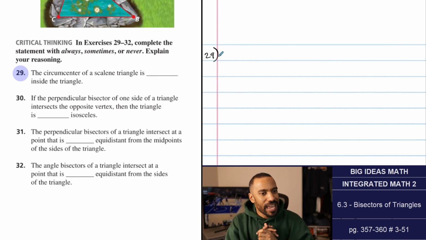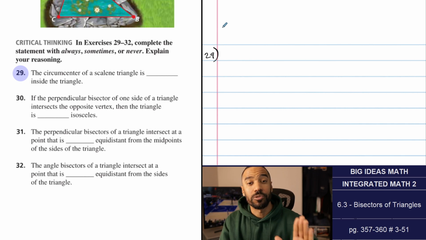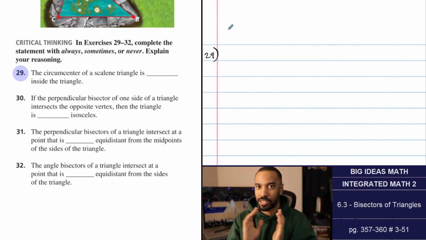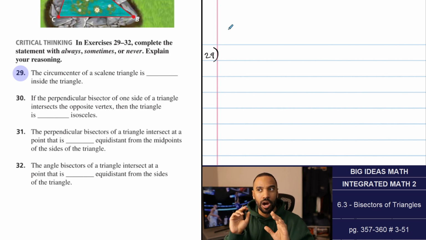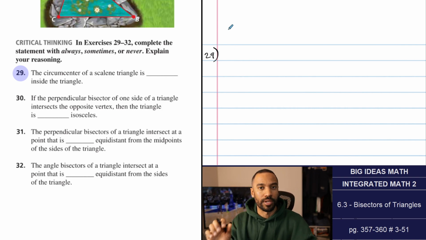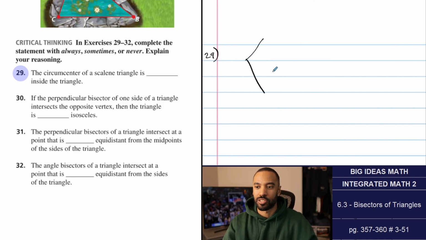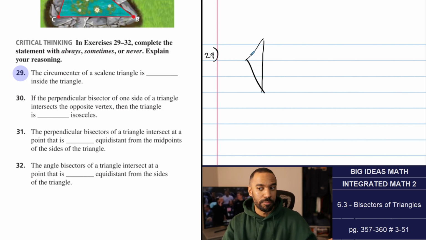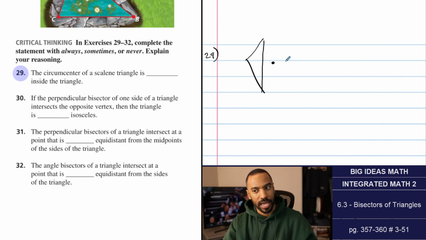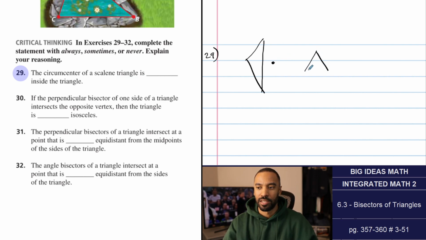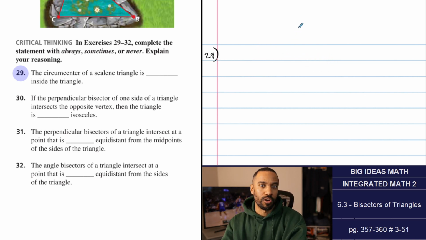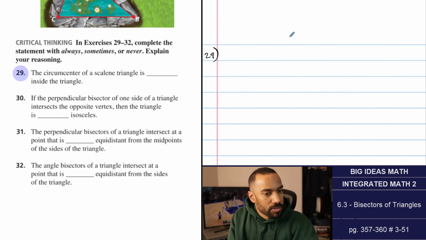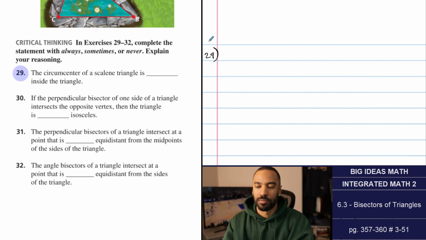The circumcenter of a scalene triangle is blank inside the triangle. Now, scalene does not describe whether something is acute, right, or obtuse. If you don't know what a scalene triangle is, basically no side is congruent. So just any old triangle, like here, boom, that's a scalene triangle because that side length's not the same as that or that. And this looks kind of obtuse. Well, that circumcenter would be on the outside of it if it was obtuse. If I had a scalene acute triangle, it would be inside. And if I had a scalene right triangle, it would be on it. So the circumcenter of a scalene triangle is sometimes inside the triangle.